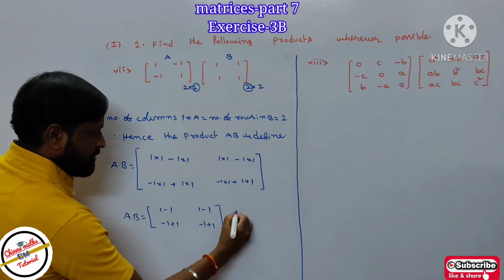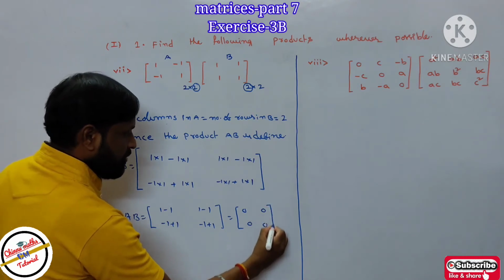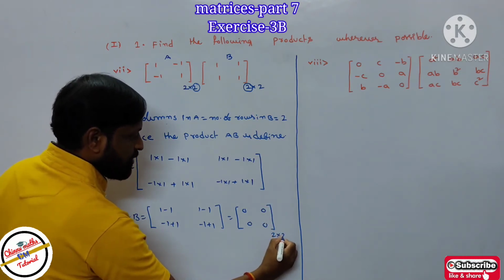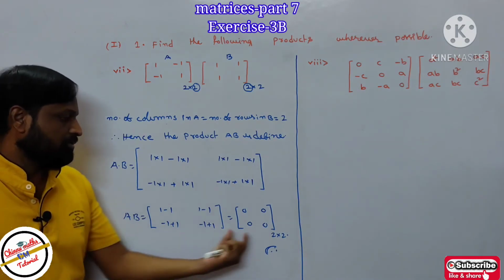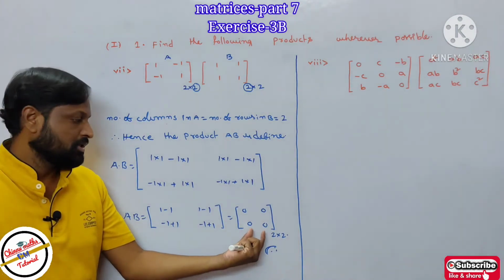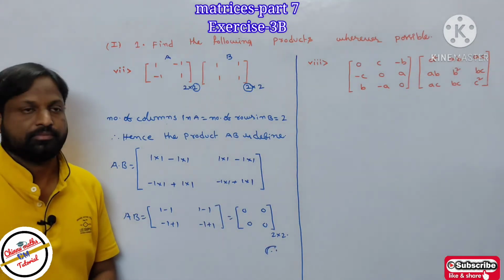So then all elements are 0. So that means it is the null matrix. What is the order? It is 2 by 2. So we will get the null matrix. The product AB equals, all elements are 0. It is nothing but the null matrix. The order of the null matrix is 2 by 2.